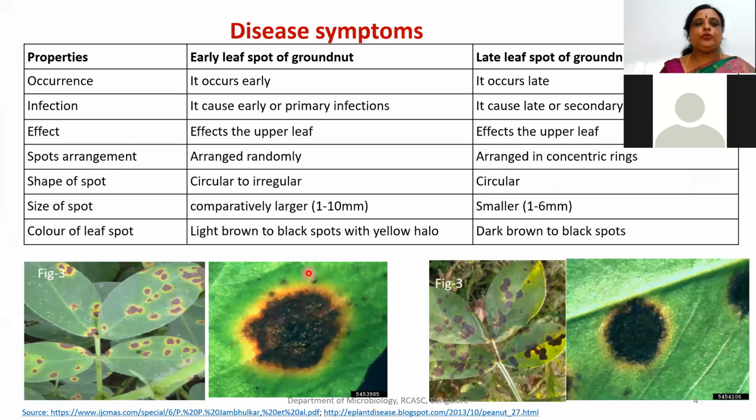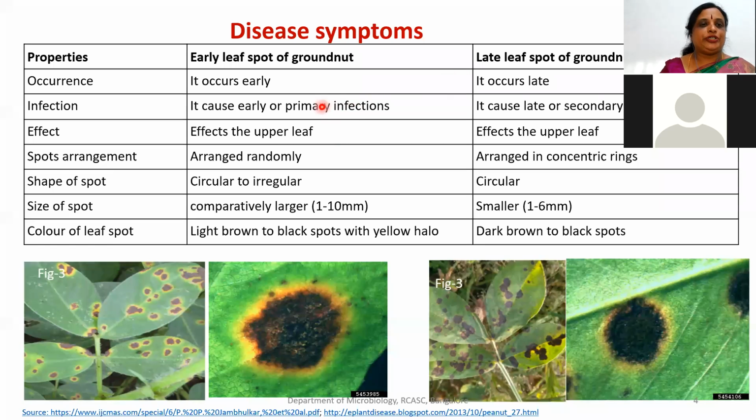Now, coming to the symptoms of this particular disease. Symptoms means what? Visible changes on the surface of the host. That is called symptoms. What are the symptoms we can come across? Which are the different symptoms we can come across in groundnuts if they have been infected by Cercospora?